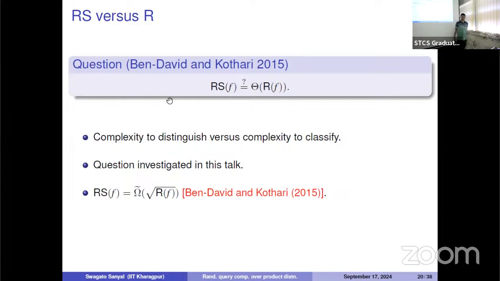And how does this affect the composition result? This is how. R of F composite is at least R of F times square root of R of G. They have just plugged this bound into their composition result. They showed that R of F composite is at least R of F times RS of G, and they showed RS is at least square root of R. This is what follows from their work.